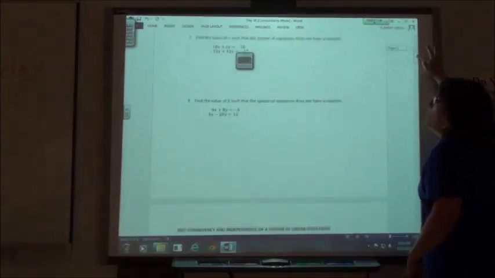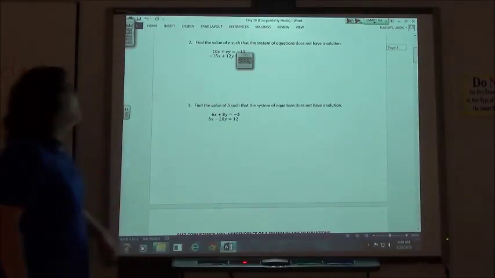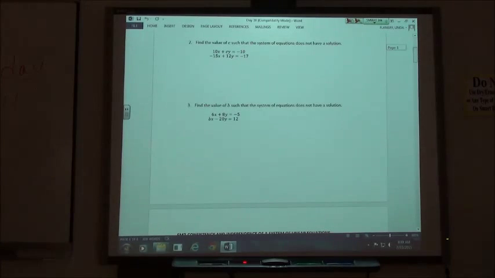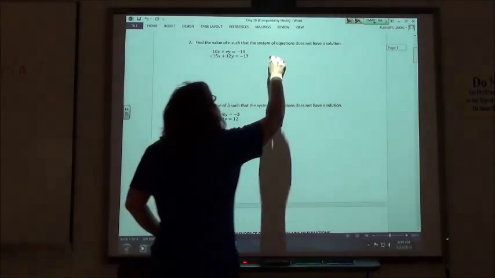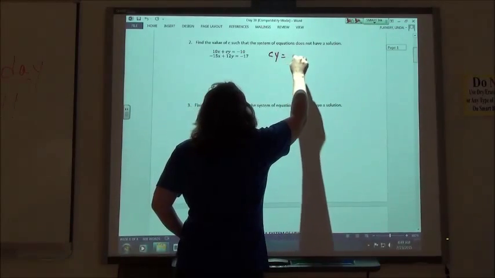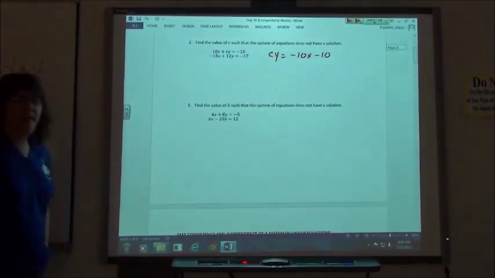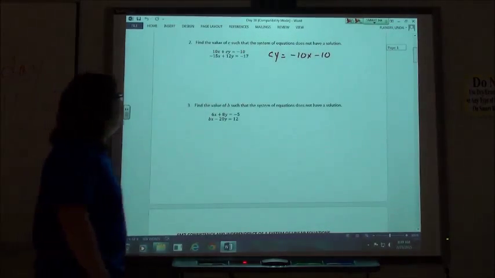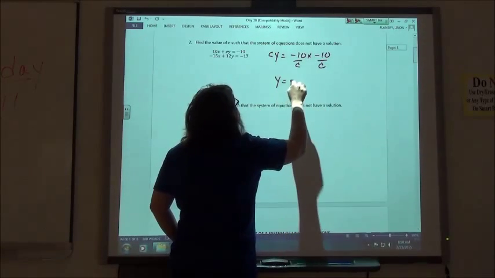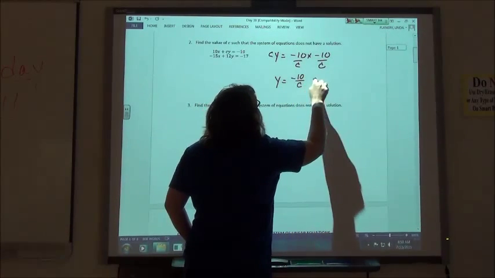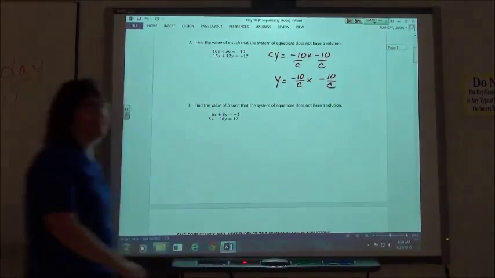So the second one there, again, we want to go ahead and rearrange those so they're both solved for y. So if we do the top equation, what would we do? Subtract my 10x. So cy equals negative 10x minus 10. And then divide by my c. So y is going to equal negative 10 over c x minus 10 over c.